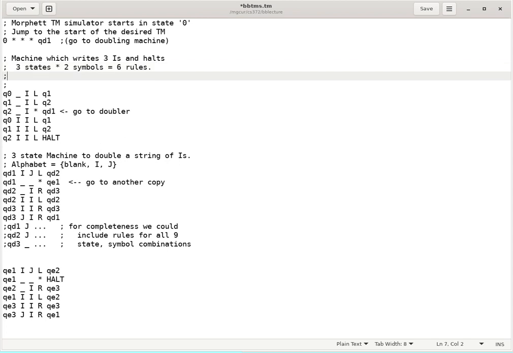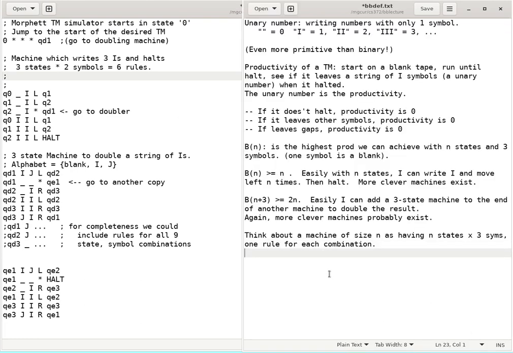Now how many ways are there to write each line? Well, let's just imagine over here just the first rule, Q0 and blank. Q0, comma, blank. And it will go to a new symbol. Two possibilities, or if we have three symbols, or whatever.